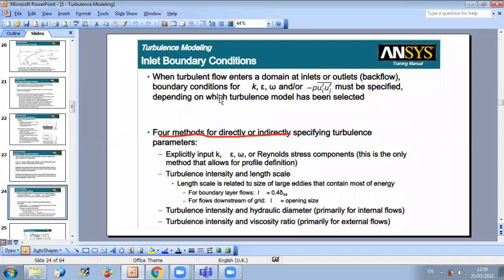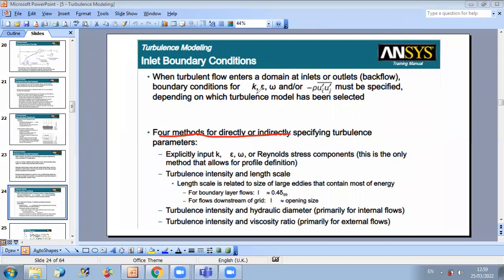Now, what are the boundary conditions required? We have seen together, if you remember, when we introduced turbulent boundary layers, they told us, let's say, introduce the hydraulic diameter, introduce the length scale, etc. So here we'll show what are the types of inlet boundary conditions required for turbulence modeling. When turbulent flow enters a domain at inlets or outlets, boundary conditions for K, epsilon, omega, and/or Reynolds stresses must be specified depending on which turbulence model you select.